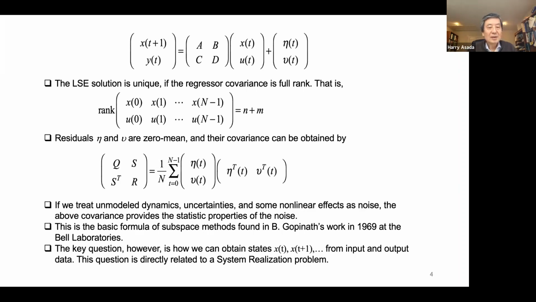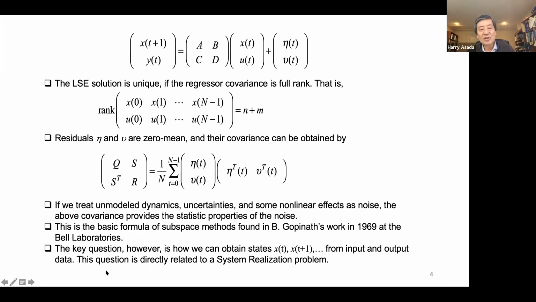That's great. Now, however, the key point is that I just dealt with the state x t and x t plus 1. And then I said what we get is only input-output data. So it's a little bit different, right? Input-output data does not include the internal state. However, these expressions use the state vectors. Basically, state vectors are something unknown, and you have to construct them. So the key question here is how we can actually obtain the states x t, x t plus 1 from input-output data.